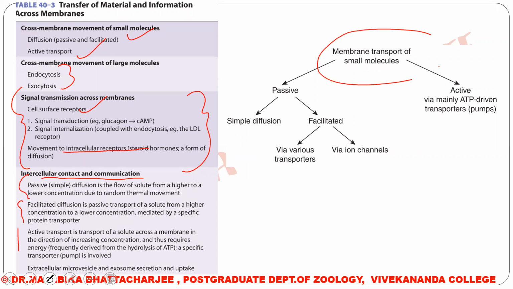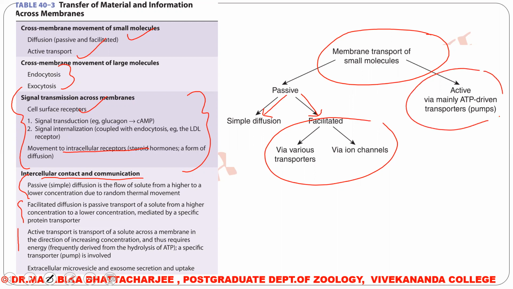So once more, a recapitulation of what we have done till now. Membrane transport of small molecules: we have passive transport. From passive, it is simple and facilitated. Simple is simple, nothing to be done. For facilitated, we have transporters of various categories, and we have channels passing through the entire length of the membrane. These channels help in transport of ions from the exterior to the interior. And talking about active, mainly these are again pumps, which utilize ATP to move molecules against their concentration gradient.